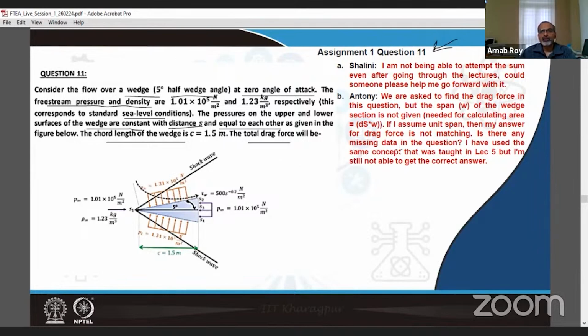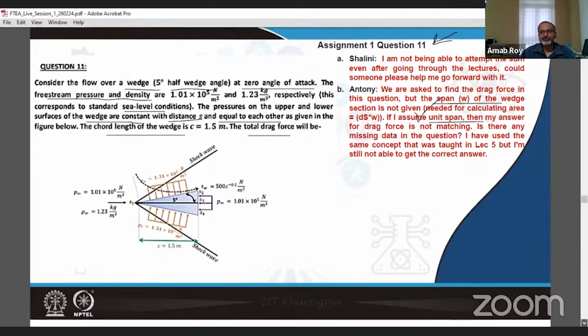So students have faced a little bit of difficulty working this out, it seems. And one of the students said that the span of the wedge is not given. So if it is not given, then we, of course, assume unit span. And let's see how we can proceed with the solution.